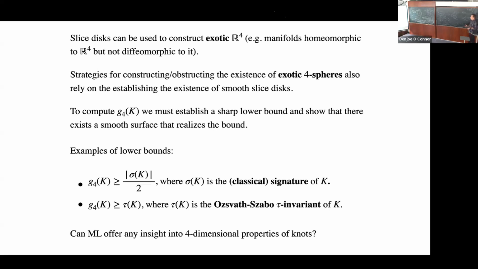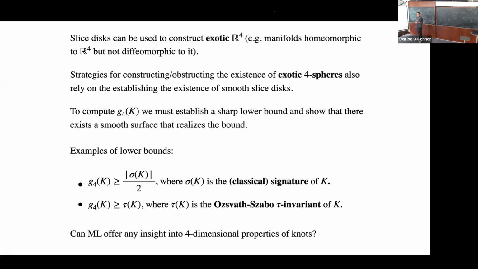Essentially the problem with the slice genus. So the slice genus, at least to low-dimensional topologists, is an invariant we'd like to understand much better. The problem is that in order to compute it, there are two steps that you have to do. First of all, one approach would be that you have to find an explicit surface which realizes the minimal genus.